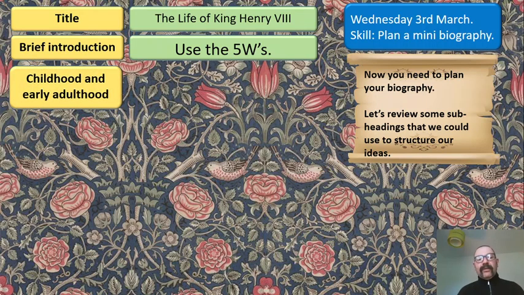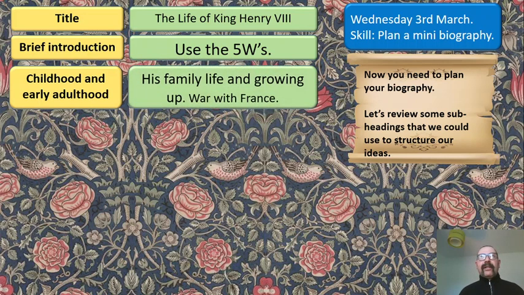Now you want to really think about the chronology of what happened within his life. So you want to write a little bit about his childhood and his early adulthood, so when he was a young man, so his family life and growing up. There was also a war going on with France, so if you've got any information about that, that would be a good place to put that into your plan.